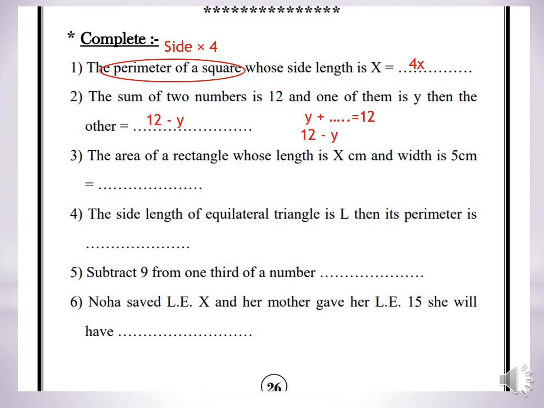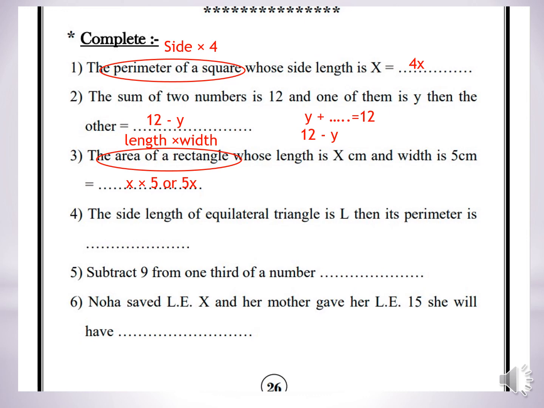Number 3. The area of a rectangle whose length is x centimeters and width is 5 centimeters. We said, what's the area of the rectangle? Area of the rectangle is length times width. Here he gives me that the length is x and the width is 5. So the area will be x times 5, or 5x.